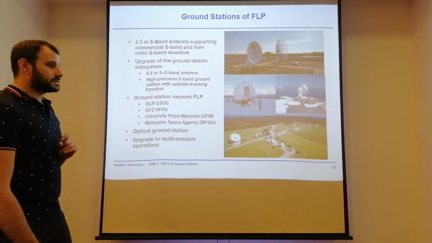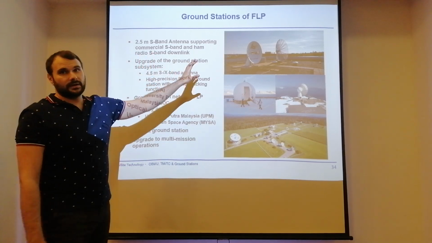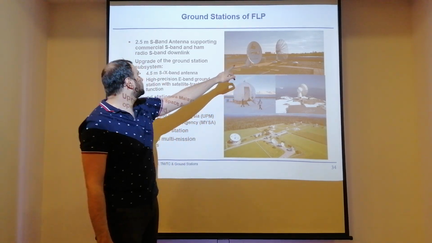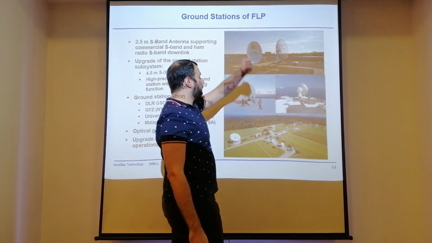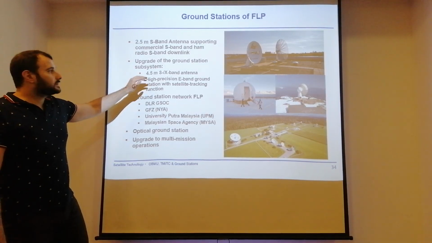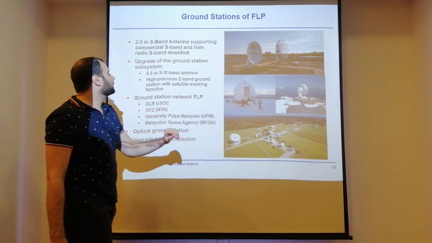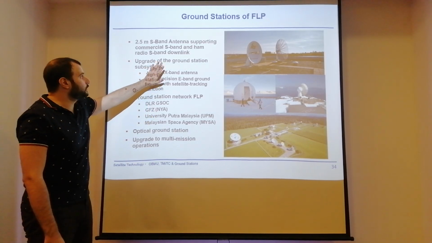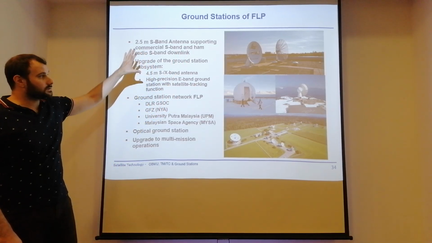And I want to bring an example with the Flying Laptop satellite at this point. The main antenna for the Flying Laptop mission is its own specific ground station in Stuttgart, the 2.5 meter commercial S-band and ham radio S-band downlink antenna. This one. Of course, the systems are being upgraded right now with another 4.5 meter SX-band antenna in the background, and a high precision E-band ground station for satellite tracking function. But this is not really important for Flying Laptop. This is just the antennas that are installed in Stuttgart.